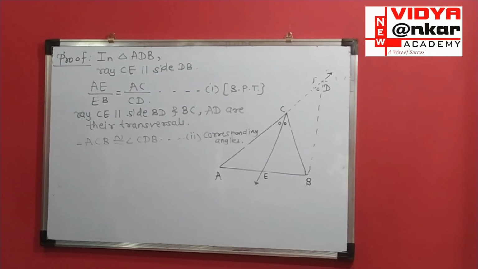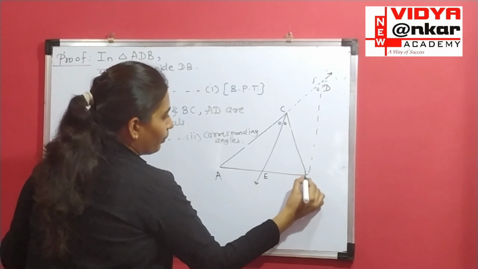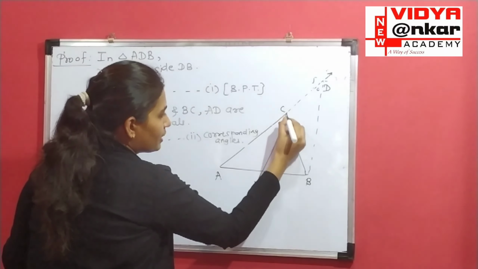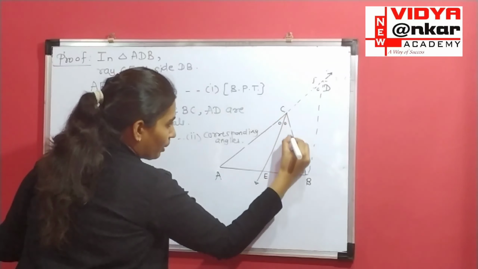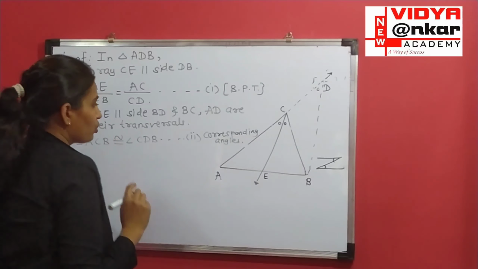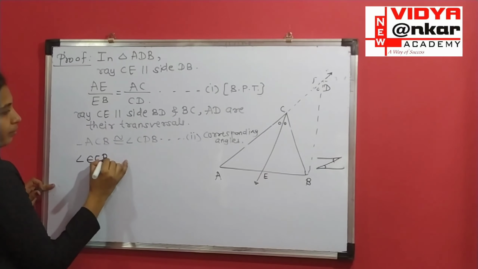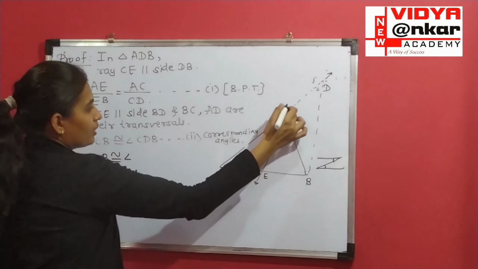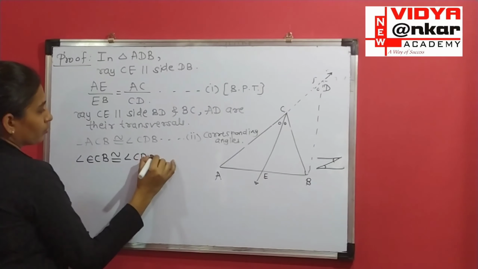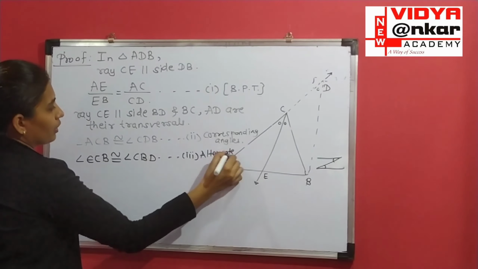Okay. Now students, these are corresponding angles. The next is angle ECB will be congruent to angle CBD. Here a Z is formed; look, which angles inside the Z are these? Alternate angles. So I can write angle ECB congruent to angle CBD. Number third, alternate angles.